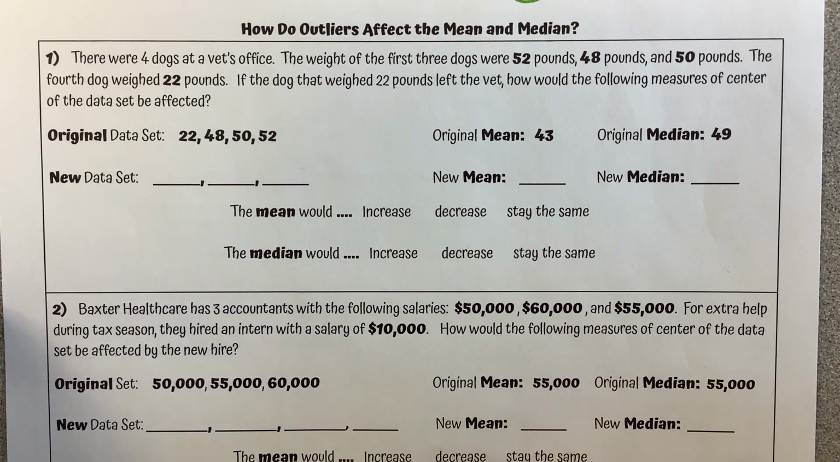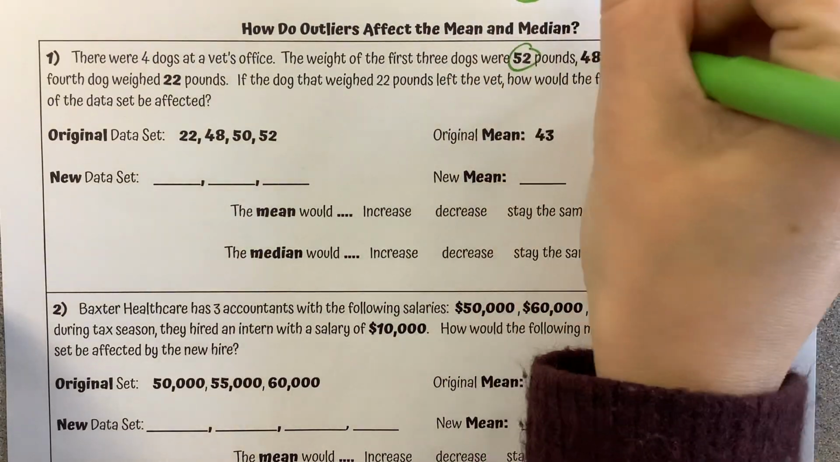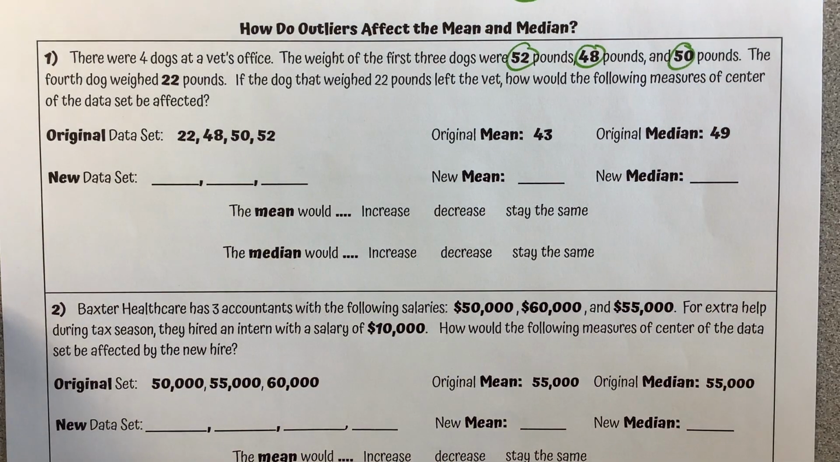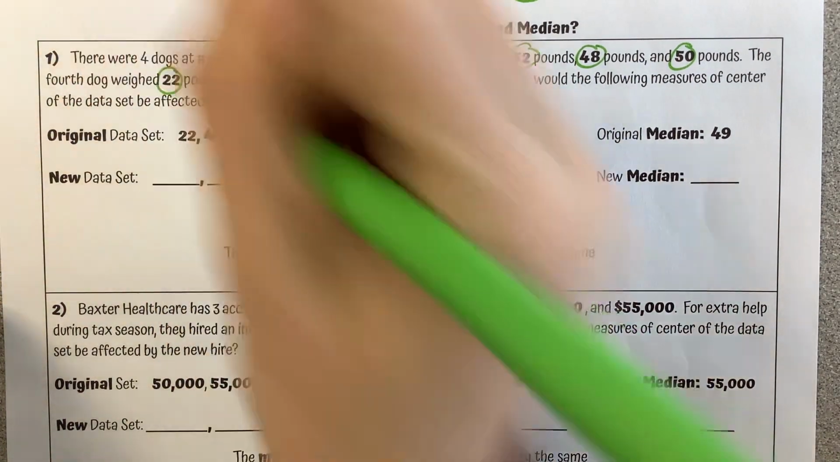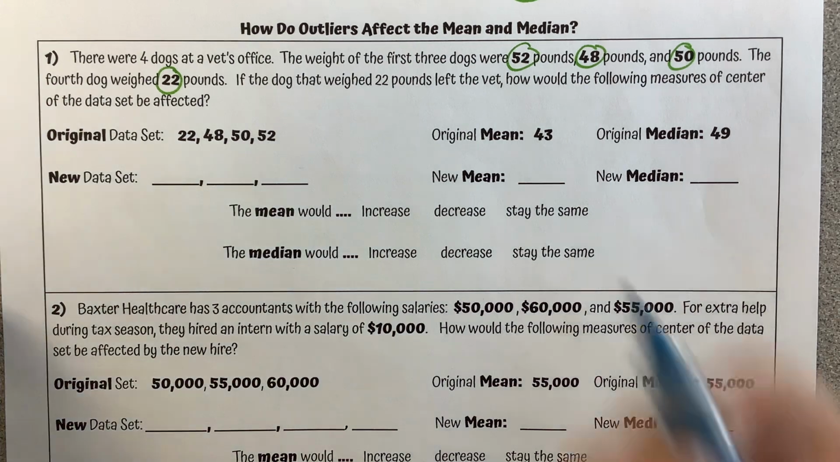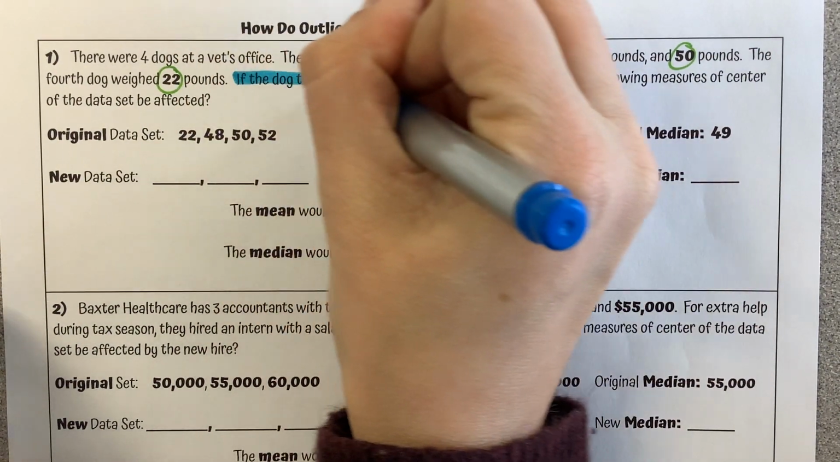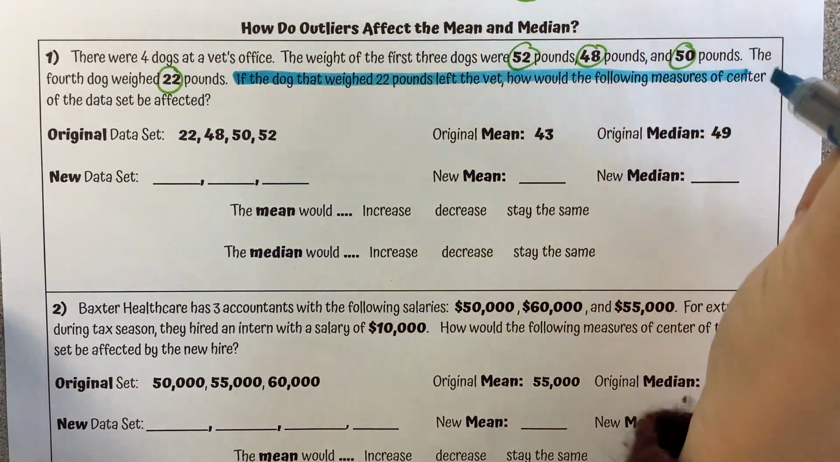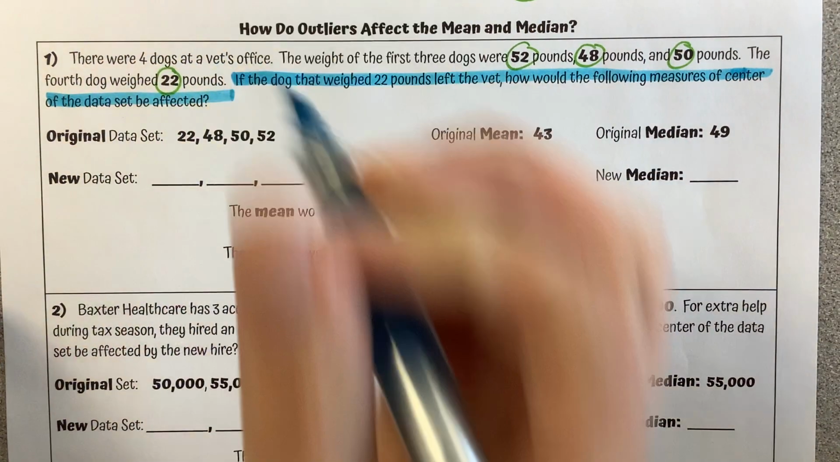There were 4 dogs at a vet's office. The weight of the first 3 dogs were 52 pounds, 48 pounds, and 50 pounds. The 4th dog weighed 22 pounds. If the dog that weighed 22 pounds left the vet, how would the following measures of center of the data set be affected? So our question is saying, if the dog that weighed 22 pounds left the vet, how is that going to affect the data?